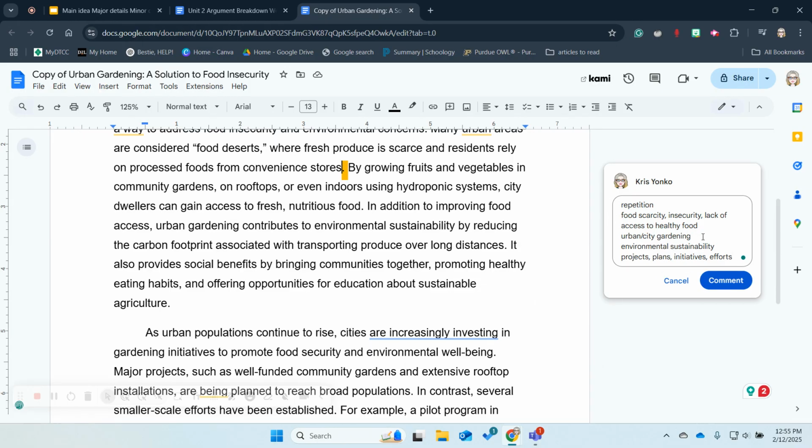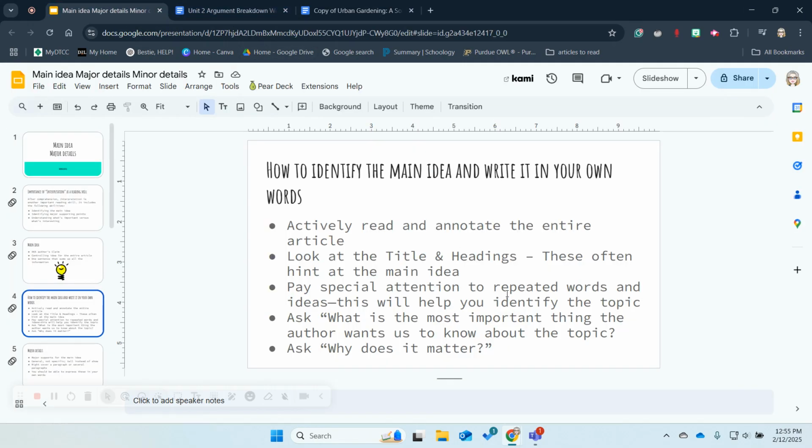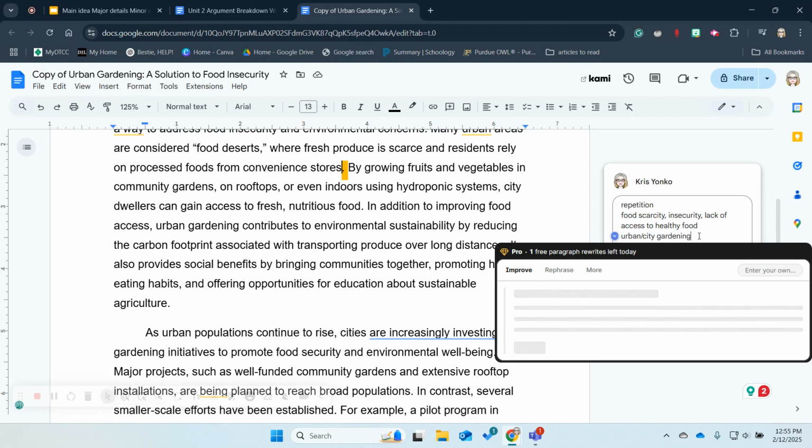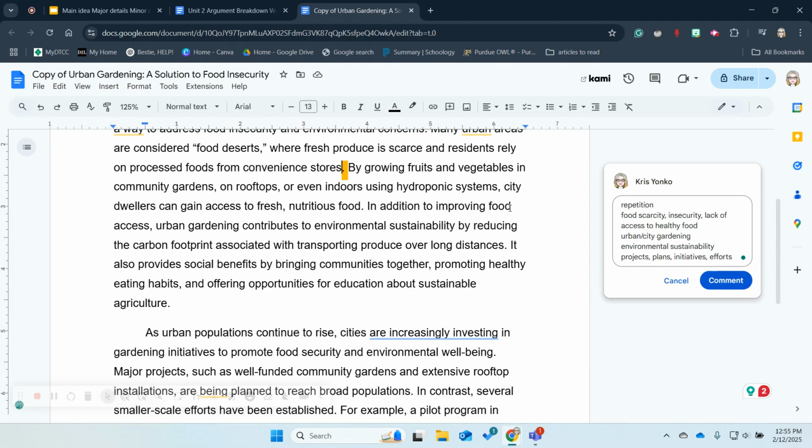So urban gardening, accessing healthy food or food scarcity or food insecurity, environmental sustainability or environmental benefits, and projects, plans, initiatives, and efforts, all right? So we note what's being repeated. What's the most important thing the author wants us to know, and why does it matter? So I think urban gardening, we can agree, is the topic, right? So urban gardening is the topic. What's the most important thing the author wants us to know about that?